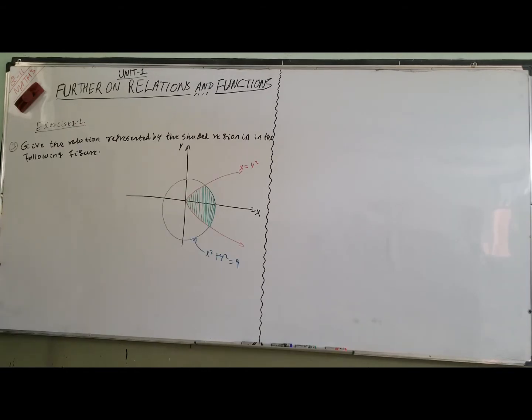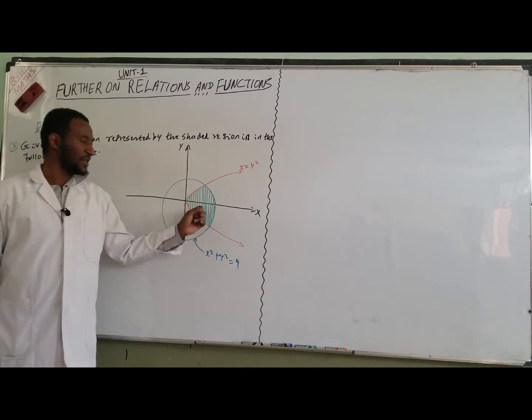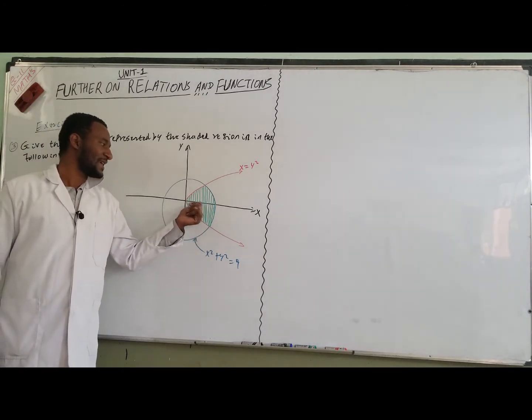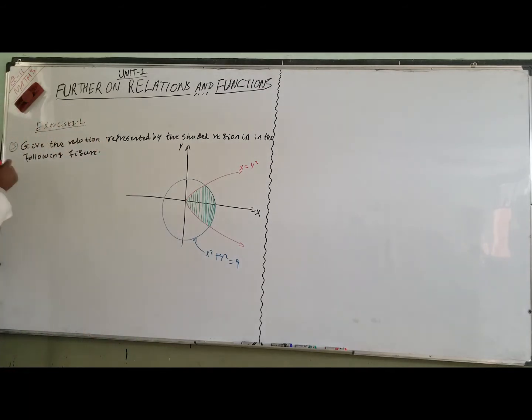Exercise 1.1, question number 3 says: give the relation represented by the shaded region in the following figure. That means in this figure we have to find the relation that represents this shaded region. Let us see the solution.